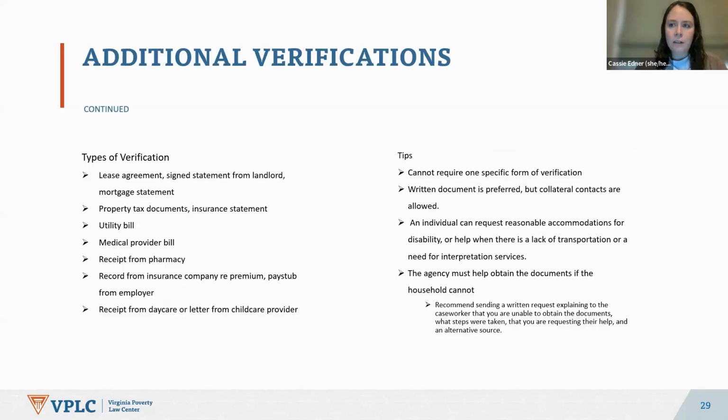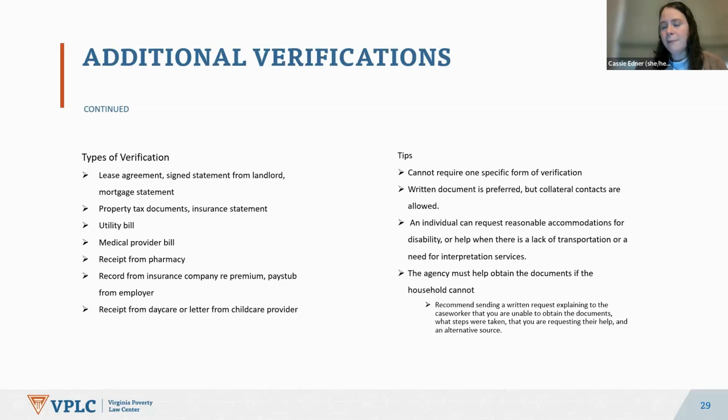Not going to go into all of these verifications, but just some tips. They can't require one specific form of verification. Written documents are preferred, but collateral contacts are also allowed. If you or someone you know has a disability, they can request a reasonable accommodation. If they have transportation issues or need interpretation services, they can request those. And the agency must help to obtain documents that the household cannot.